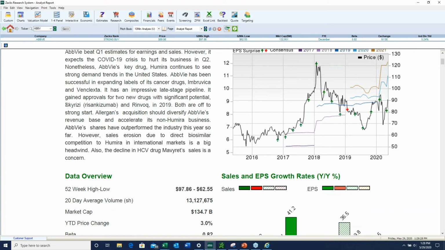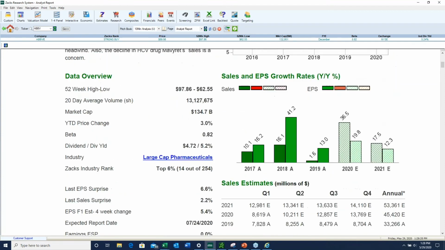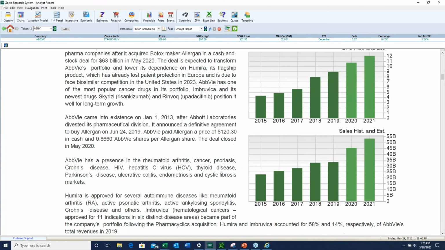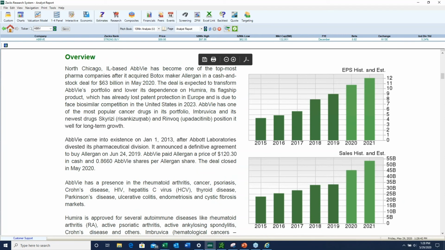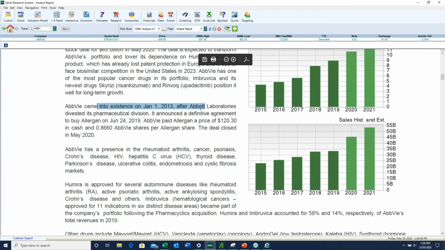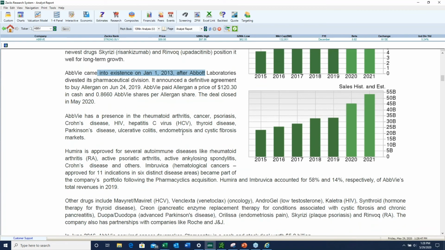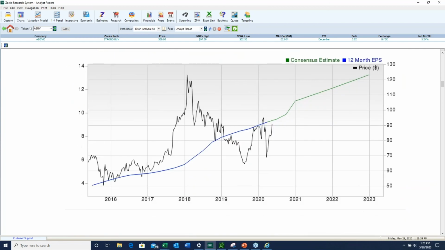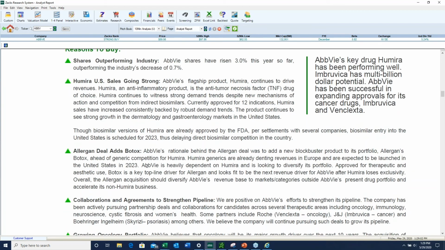But it also has a couple of others, Skyrizi and Rinvoq. They're both late stage drugs that are expected to have good potential. And here's some of the discussion behind what has been going on with the company. You can see that it was a spinoff from Abbott, so that's another critical piece of intel. You can see that these are the key segments that they operate in: rheumatoid arthritis, cancer, psoriasis, Crohn's disease, HIV. So you can read into this report and really understand exactly what they're doing.